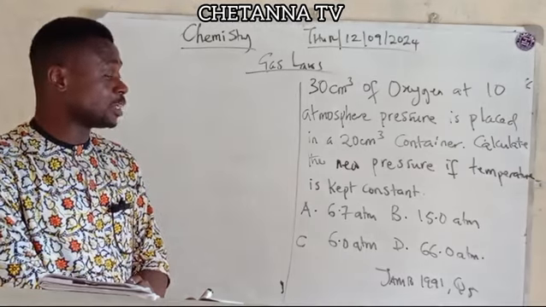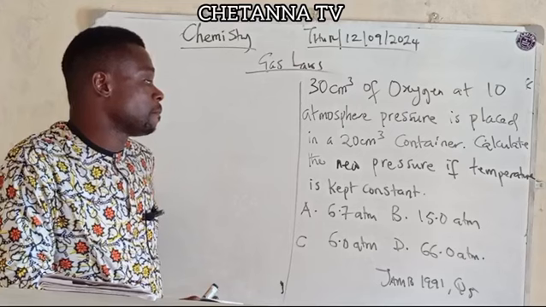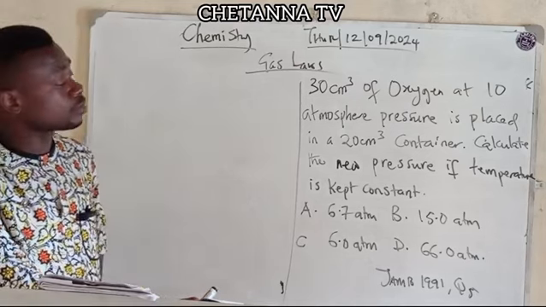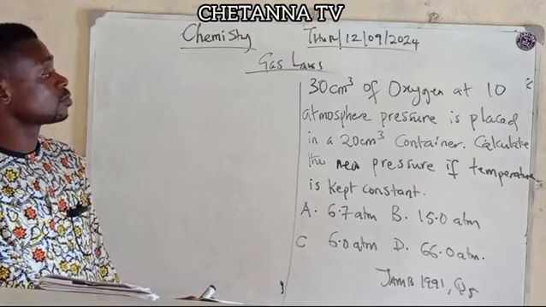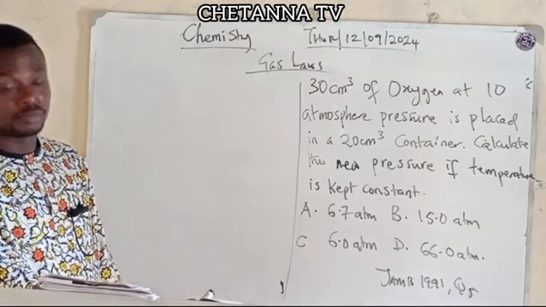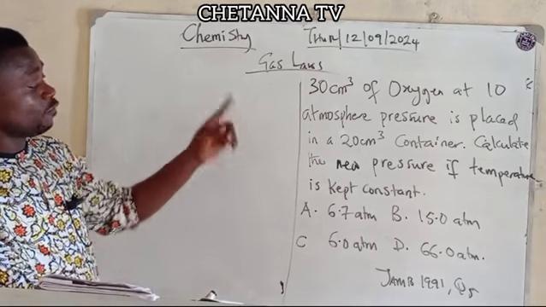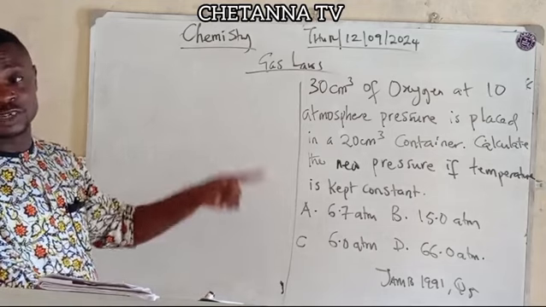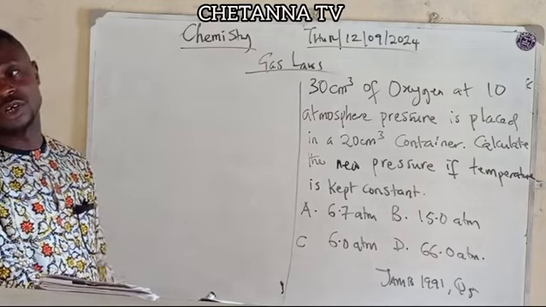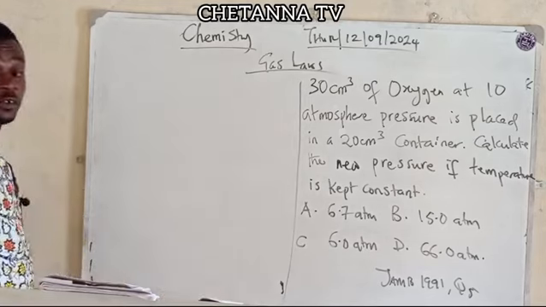Yes, very important. Temperature is constant. Now, what happens to pressure? Pressure and volume. Directly proportional? No. Inversely proportional. Good. Volume is inversely proportional to the pressure. So we use Boyle's law in solving this question. So can you solve it now?